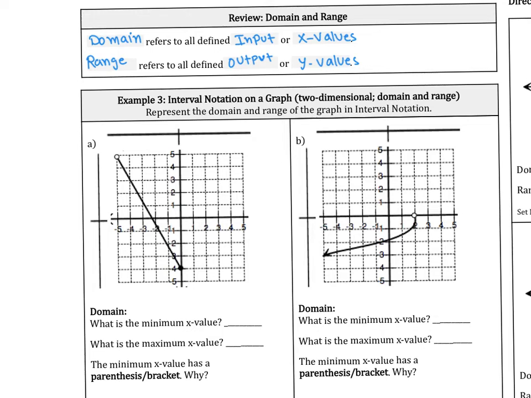Chapter 2.0 Review of Domain and Range. Domain refers to all defined inputs or x values, and range defines all the outputs or y values.